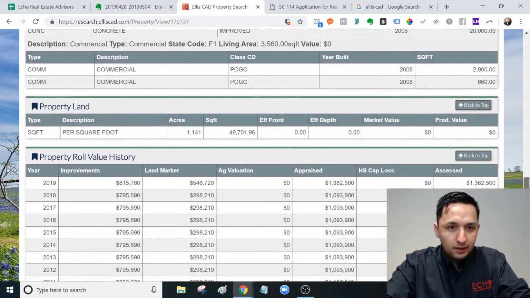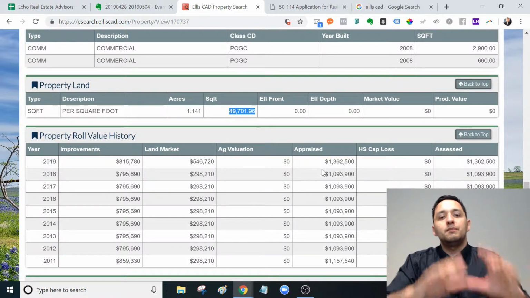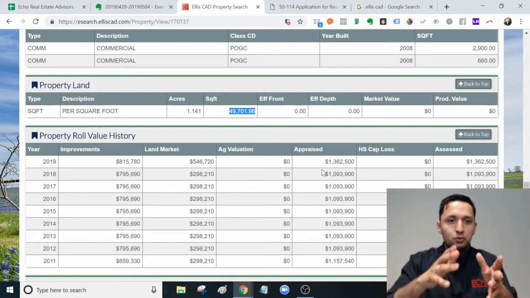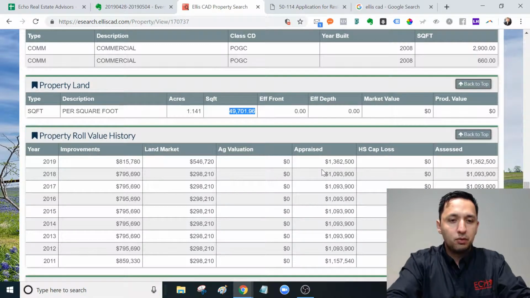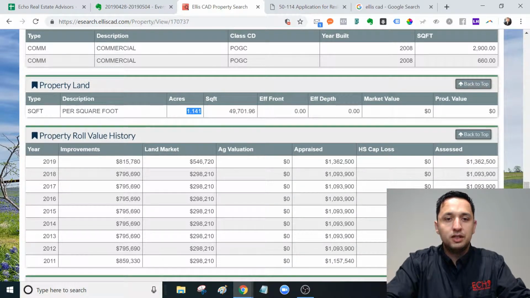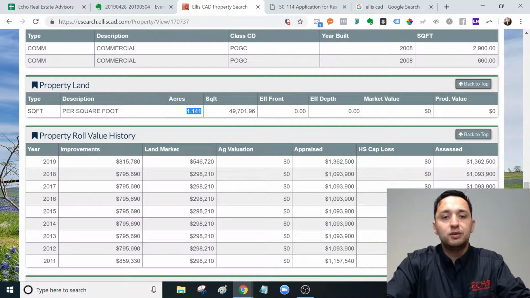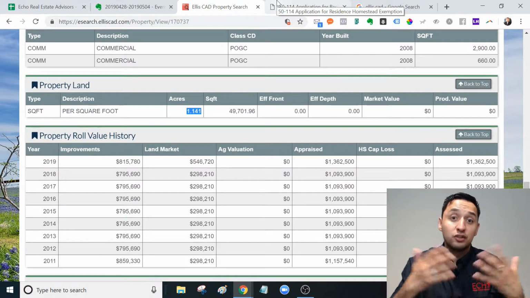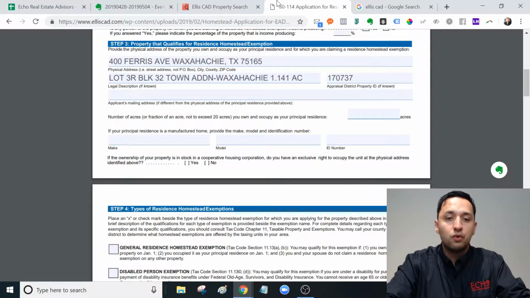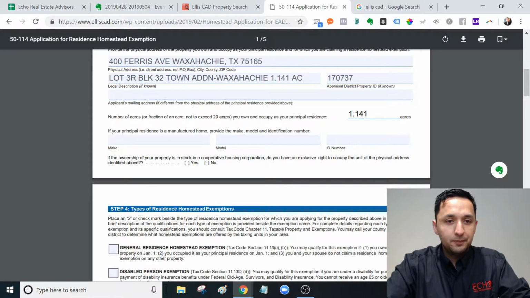So let's see. Property land, the square footage. This is where, so property land is where you would find the size of your property. They actually do the conversion for you right there. Most county appraisal districts, all they do is provide you the square footage. Then you have to Google how to do the conversion, or ask Google to do the conversion into acres for you. Thankfully, they did the conversion for us, so we're good.